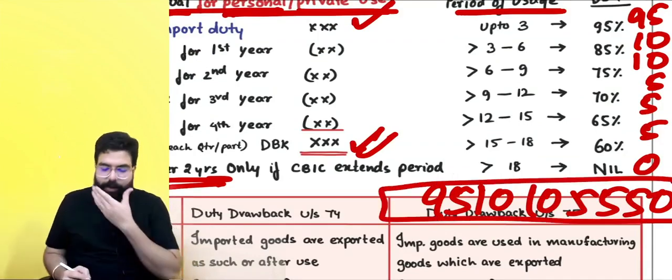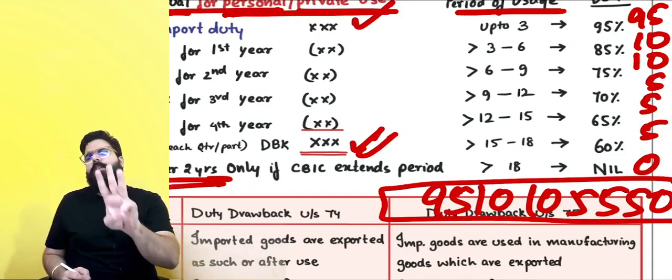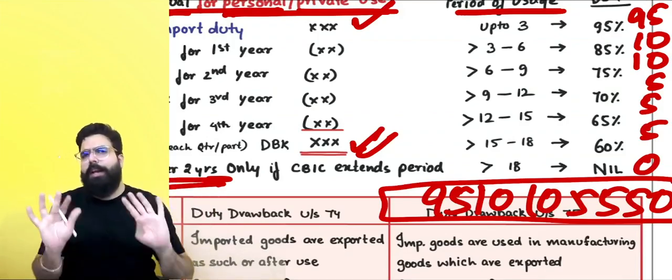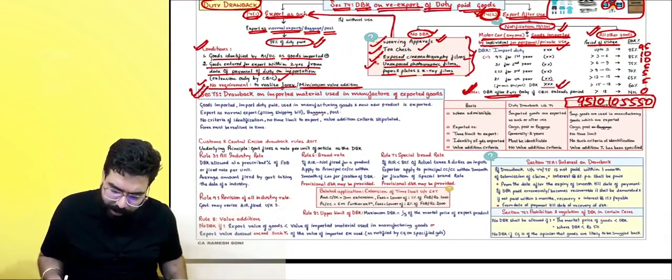Okay, everyone, done, sir. 95, 10, 10 reduction. 95 minus 10, then 5, 5, 5 reduction, and then it is 0. You will not get any duty drawback. Got it, sir? Let's go ahead.